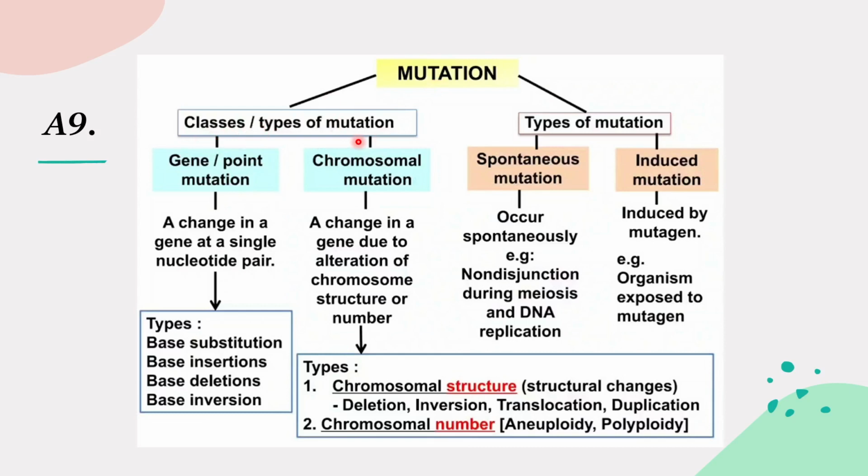Mutation classes and types of mutation: gene or point mutation, chromosomal mutation, spontaneous mutation, induced mutation. Sometimes we use induced mutation in our labs also for research purposes. Gene or point mutation is a change in a single gene or a nucleotide pair. This may be due to substitution, insertion, deletion, or inversion. And chromosomal mutation is a change in a gene due to alteration of chromosome structure or number.